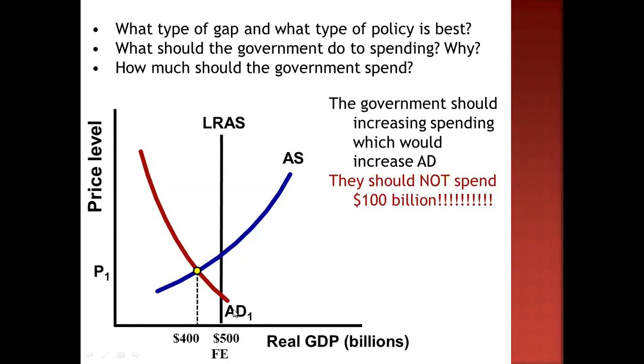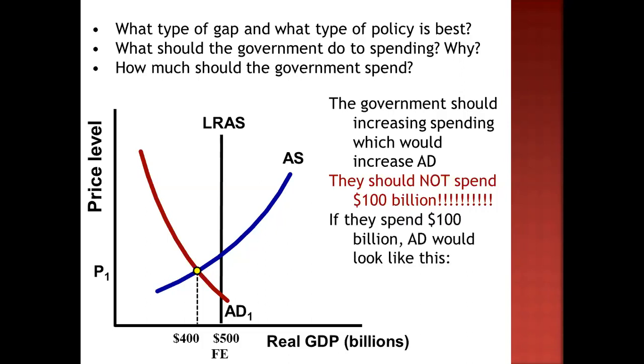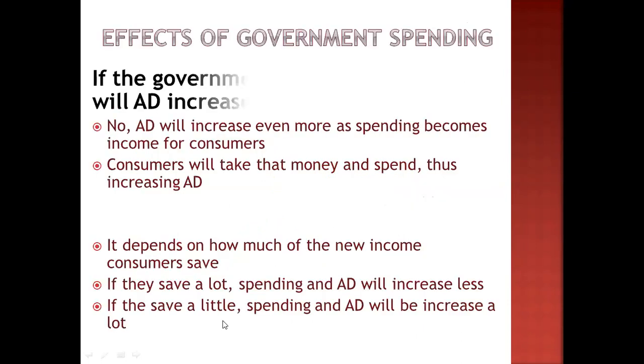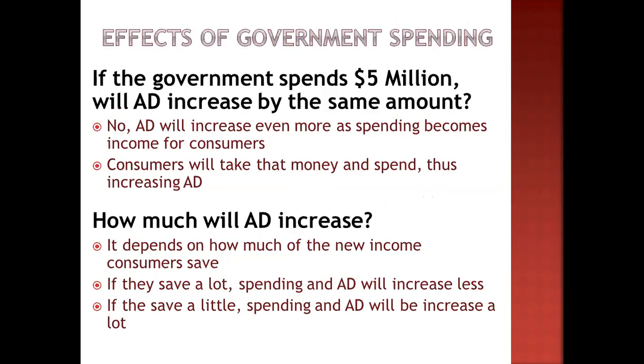Now you're looking at this and saying, well, we're at $400 billion. We want to be at $500 billion in terms of real GDP. So there's a $100 billion gap. But that's not how much you're going to spend. You're not going to spend $100 billion, because if they did that, you would end up all the way out here. You'd end up way increasing your aggregate demand. Now your economy is in a huge expansionary gap, and it's overheating. Well, why wouldn't you want to just spend $100 billion and close the gap? Because there's something called the multiplier effect, which we're going to get to.